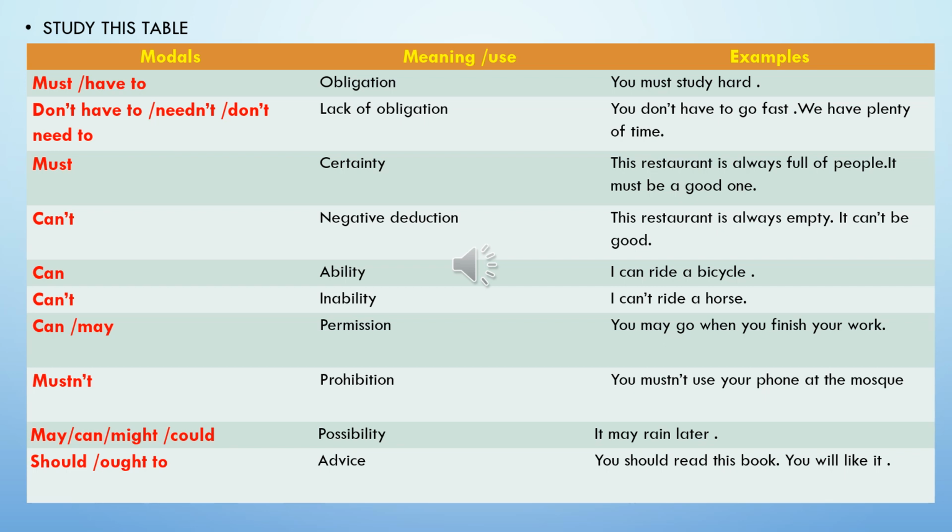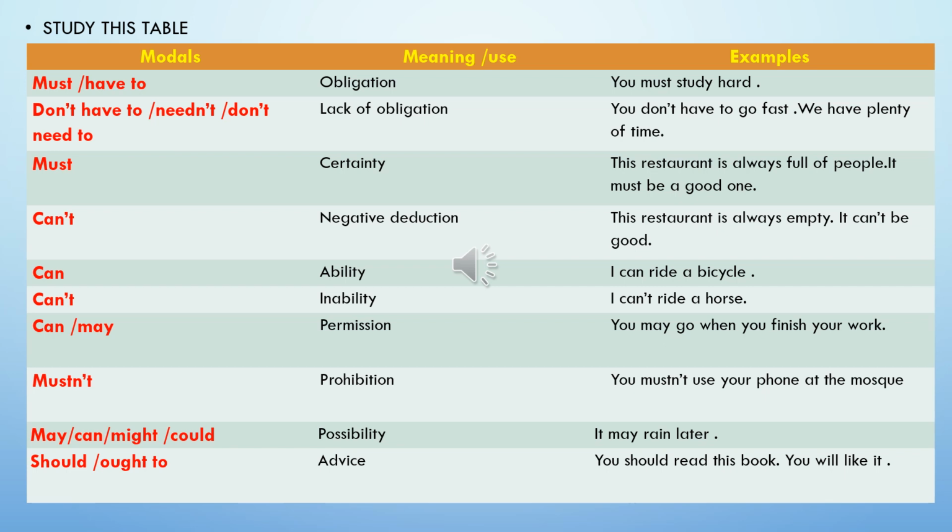Now what you should pay attention to is this. We have another must. Okay, but it does not express obligation. It expresses something else. It expresses certainty. So look, please, must, the meaning is certainty. Look at this example. This restaurant is always full of people. It must be a good one.